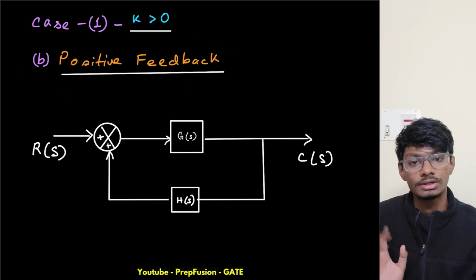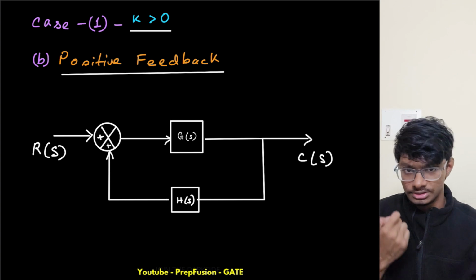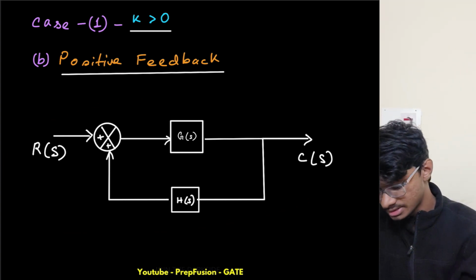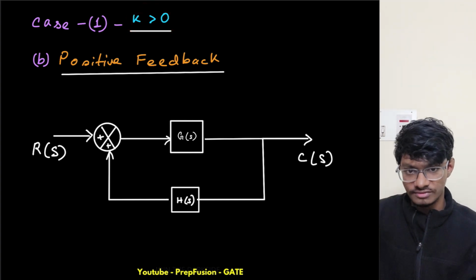Now part B is what? It is for positive feedback, right? So when my K is greater than 0 and it is positive feedback, there is a part B. Here I have written a simple block diagram, and my K is positive, between positive infinity and 0.